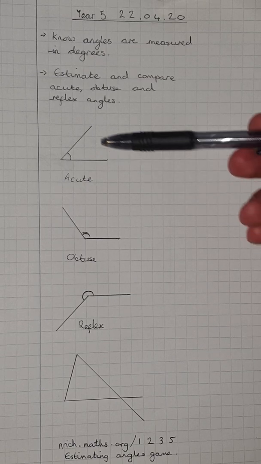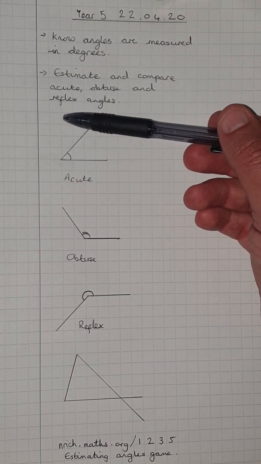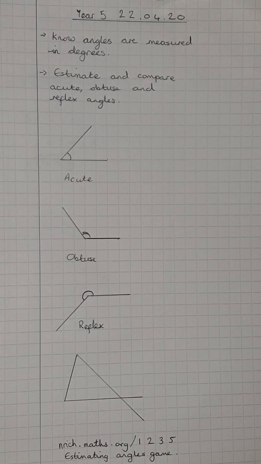So working out that I know a quarter of a turn is 90 degrees, so about half a quarter of a turn is 45 degrees. And those sorts of things are what you need to be talking to your child about.